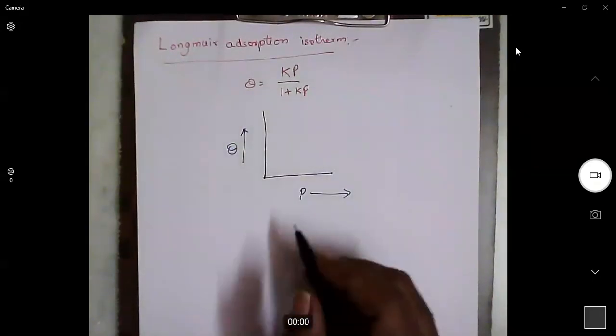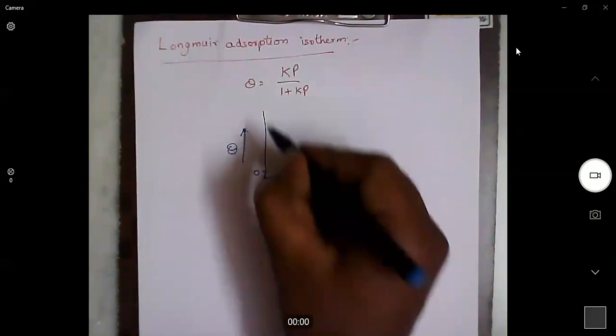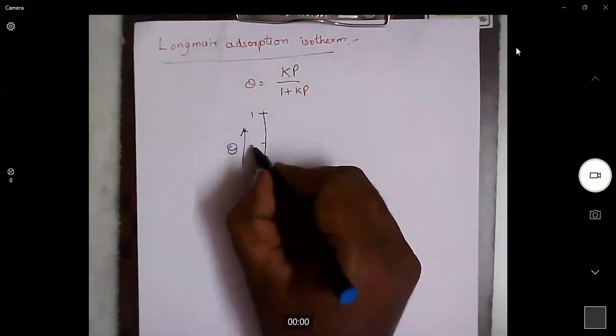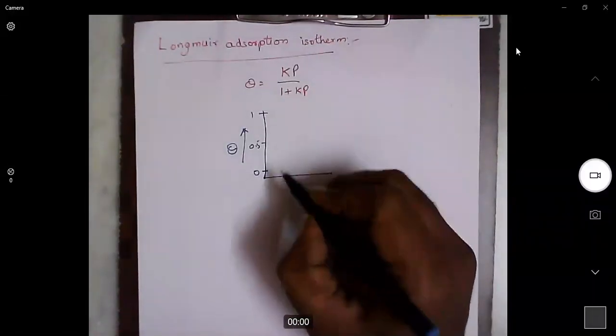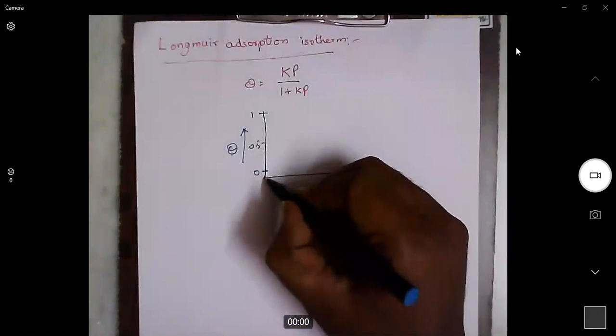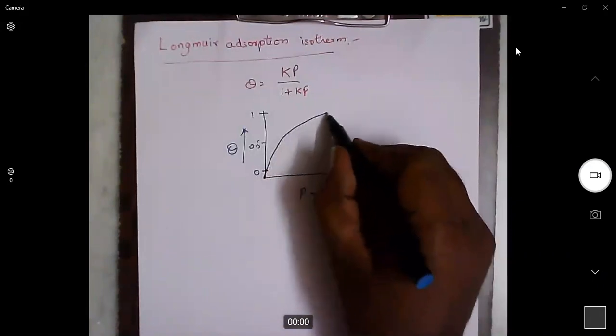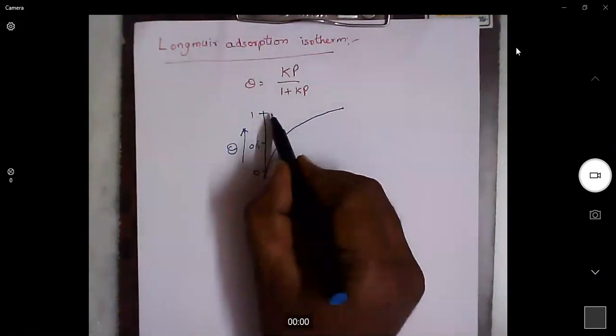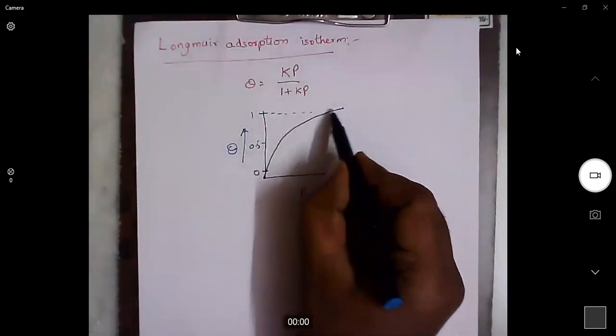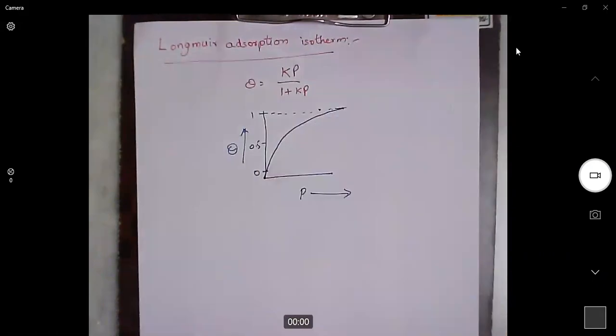Generally theta varies from 0 to 1. It is 0.5 in between. The graph of theta versus P is like this. It is almost maximum when theta becomes 1. Maximum value for theta is 1. Based on this, we can have three different cases.